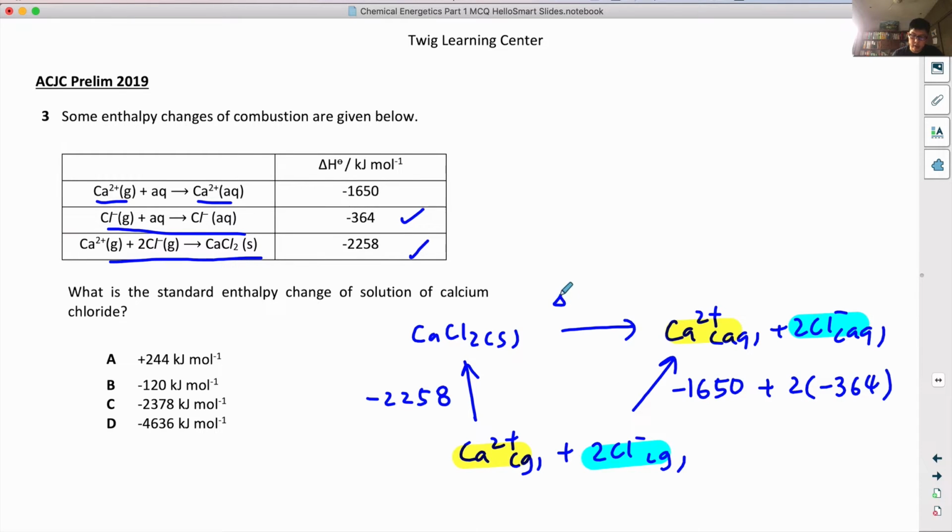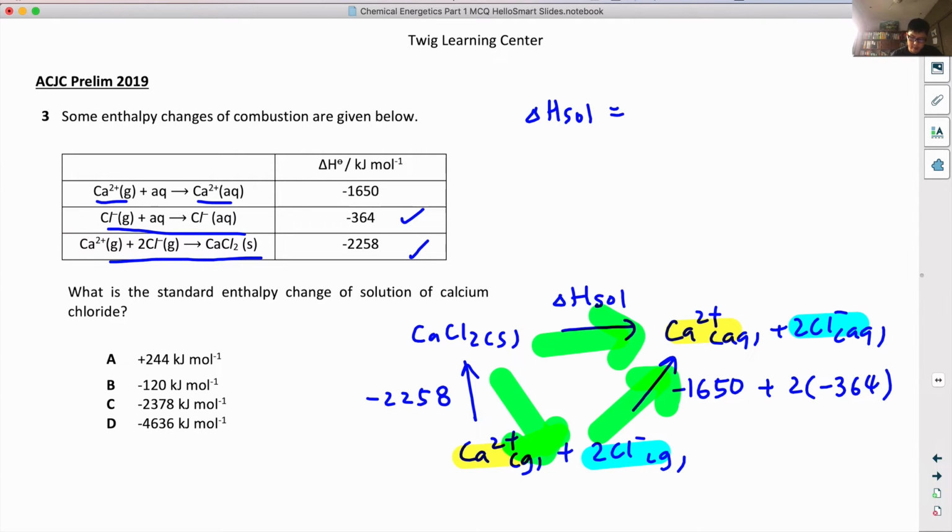Right, so this is actually your enthalpy of solution. So the enthalpy of solution, you work it out, equals to, I'm just going to do it this way, for example. From here to here is the same as from here to here. So it goes this direction. So I'm just going to do it directly.